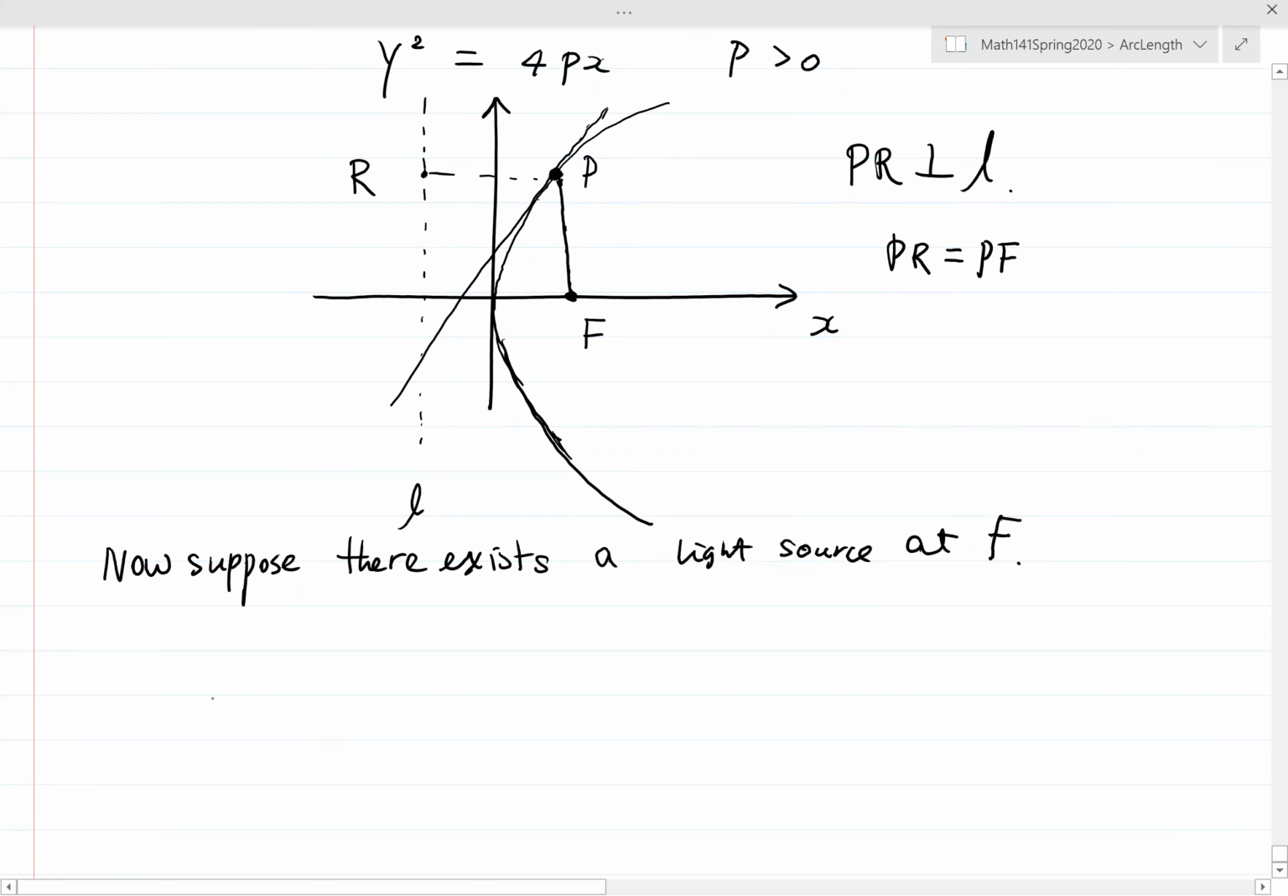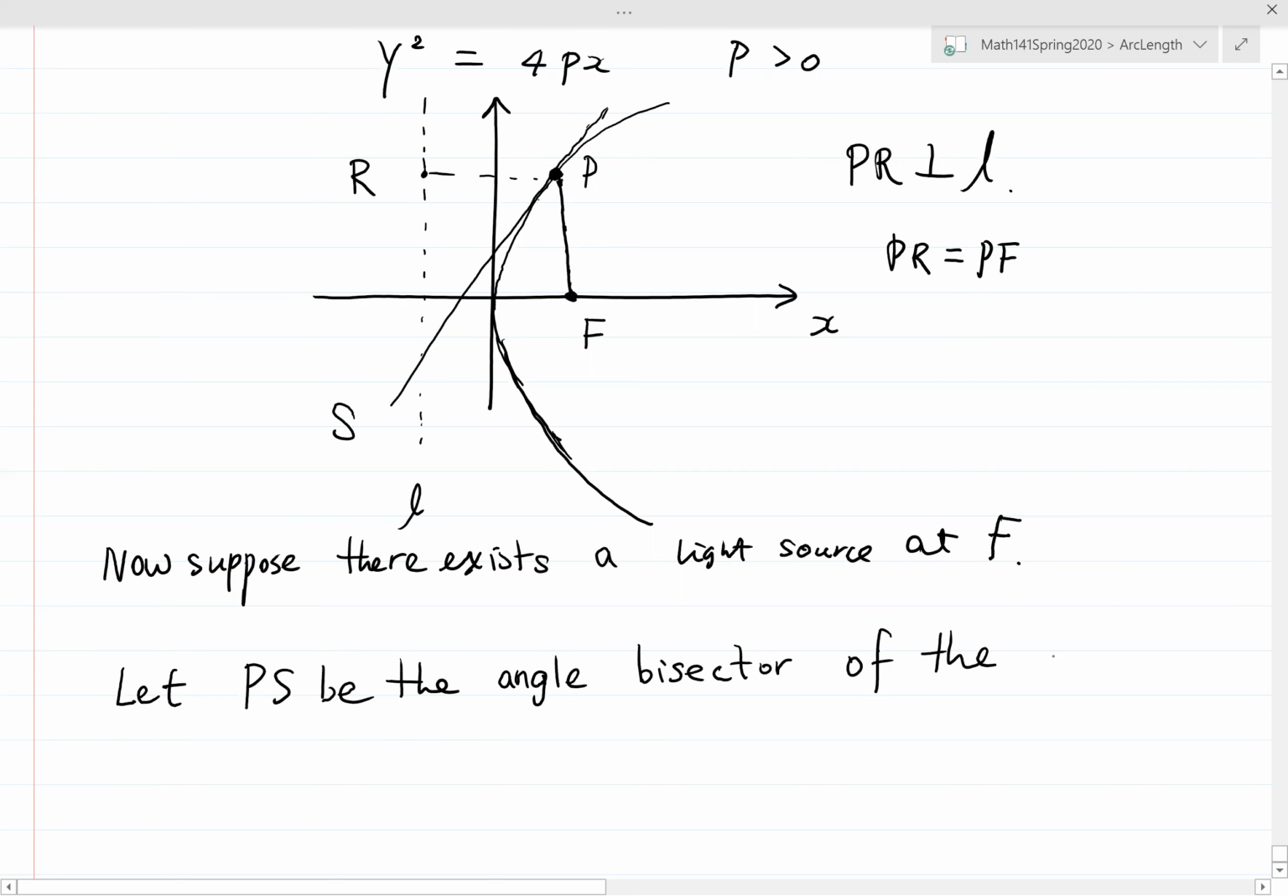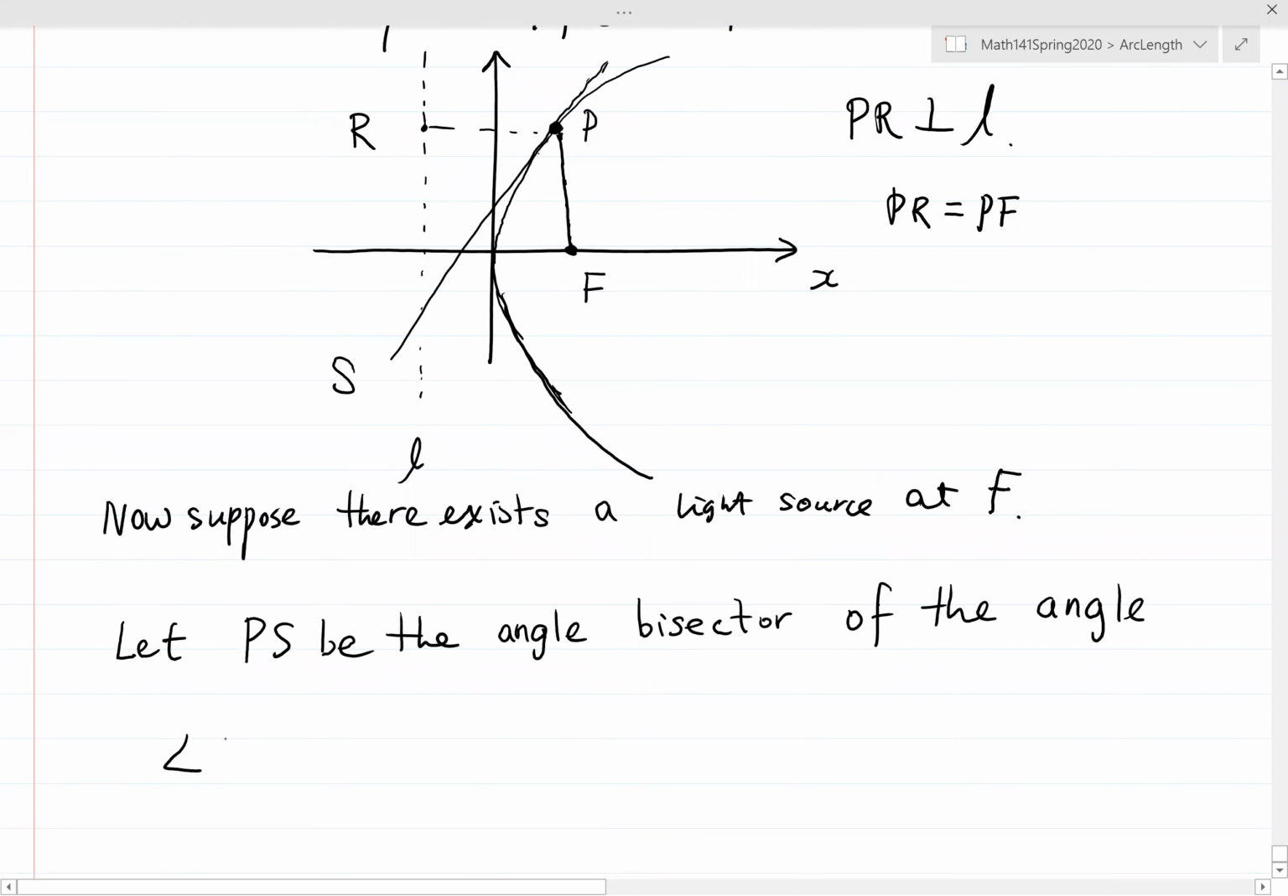Okay, now we assume that we are given the point P. Now let this line be S. Let PS be the angle bisector of the angle RPF.